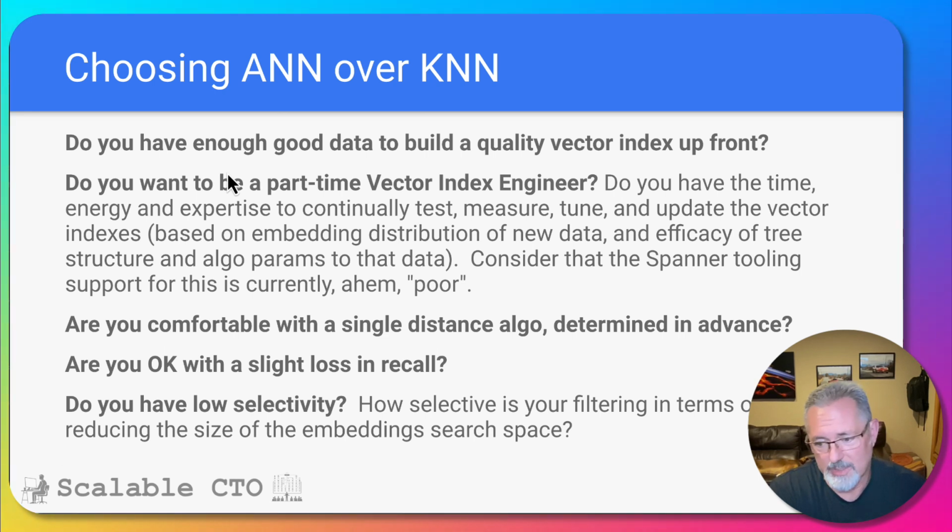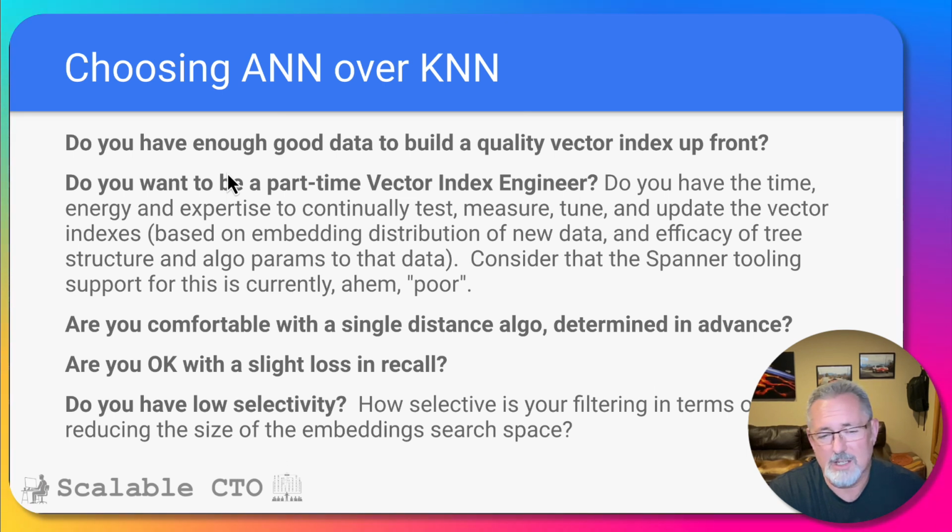And the tooling that exists within Spanner doesn't exist. There isn't any tooling. There's no way to modify it or update an index. If you want to change any of the index parameters or update with new data, you basically have to build a new index. You have to change all your queries to point to the new index and make sure that's the way you want it, test and deploy it, and then delete the old index. So that's not going to be fun. Are you comfortable with a single distance algorithm determined in advance? Once you're at scale and you understand, that's not a big issue. But if you're just starting out, maybe you're not ready to commit yet.